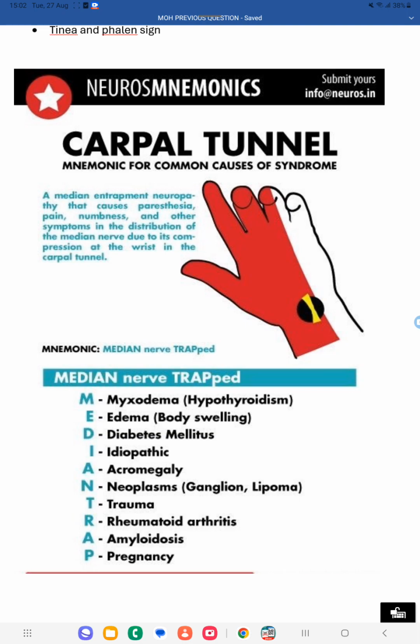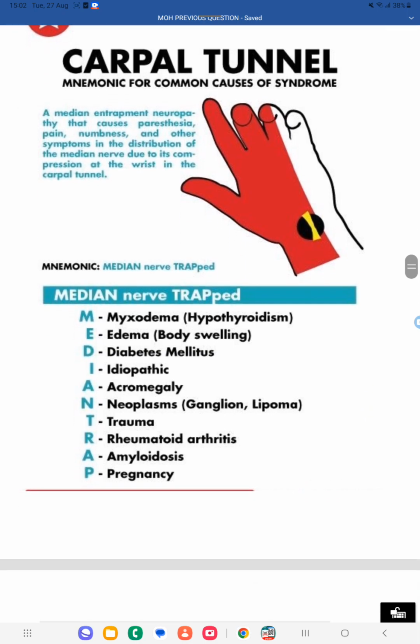What are the reasons for getting this compression? You can see there is a mnemonic they have written: median nerve trapped. Okay, these are the capital letters, and with that you can identify the causative factors. M stands for myxedema, which is a complication of hypothyroidism. Those suffering with hypothyroidism can get myxedema, which means swelling all over the body, and due to that you can get carpal tunnel syndrome.